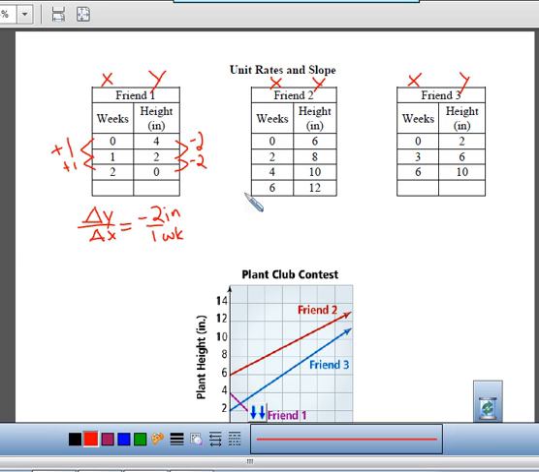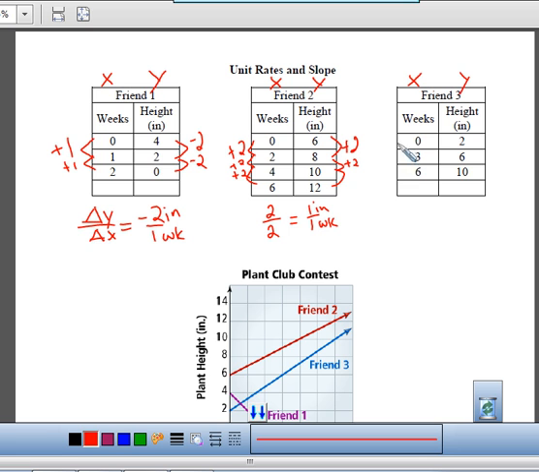That's not very good. The next plant, or friend, is increasing by 2 each time for the number of weeks. And then for the height, it's also increasing by 2. So, finding change in y over change in x, I get 2 over 2, which is equal to 1 over 1. 1 inch per week.